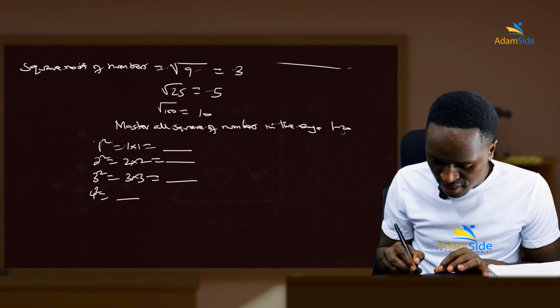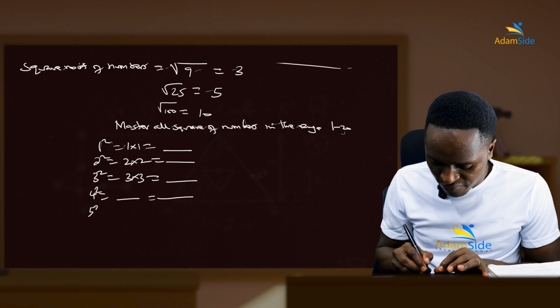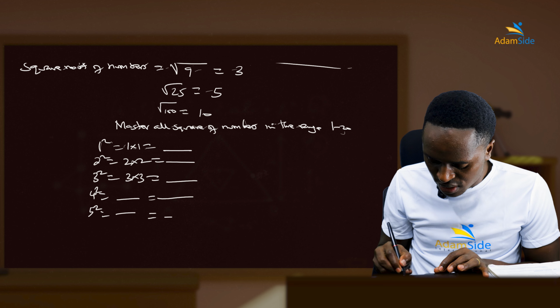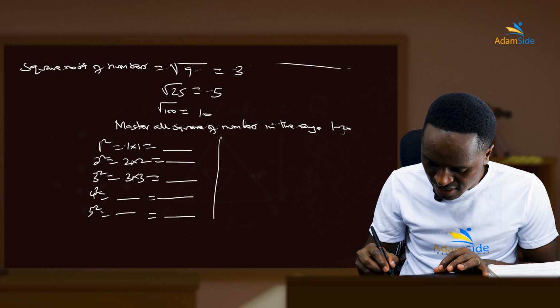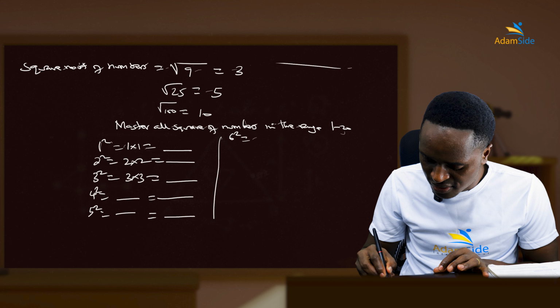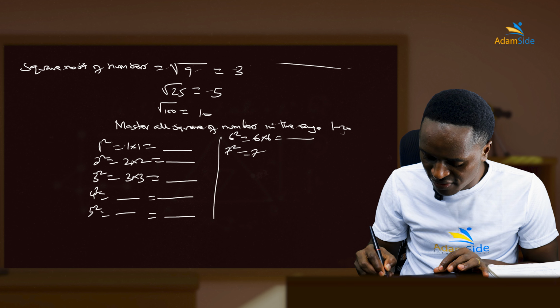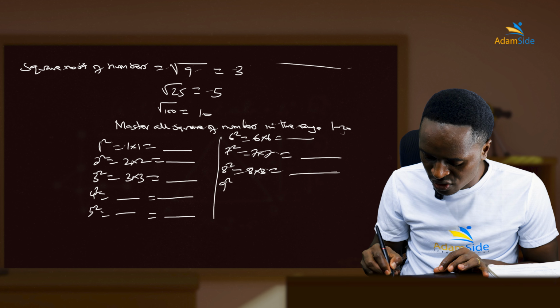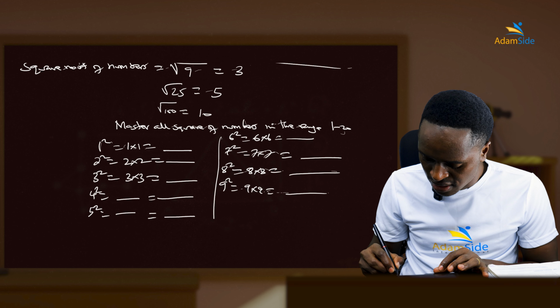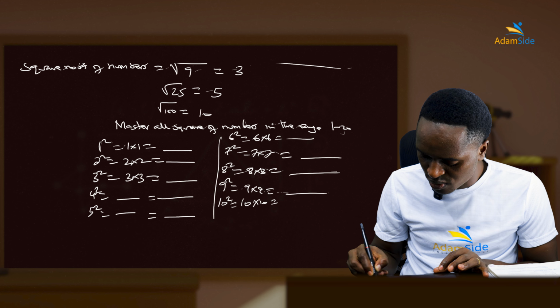4 squared, you list it there. 5 squared, candidate, you list it there. And then 6 squared, 6 times 6, what do I get? 7 squared, 7 times 7, what do I get? 8 squared, 8 times 8, what do I get? 9 squared, 9 times 9, what do I get? 10 squared, it is 10 times 10, what do I get?